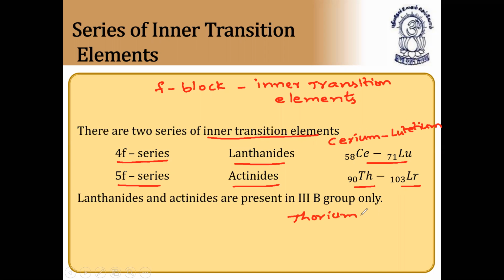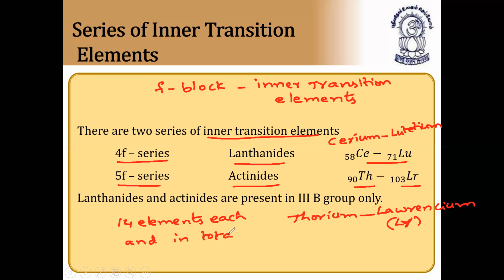atomic number 90, and lawrencium, symbol Lr, atomic number 103. Each of these two series consists of 14 elements. In total, how many f block elements do we have? 28 elements. Total 28 elements are present in the f block, because this series is 14 and this one is also 14.